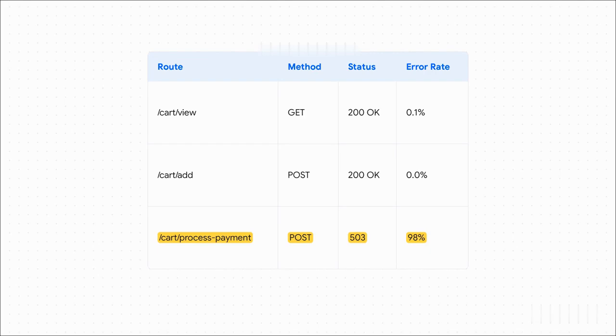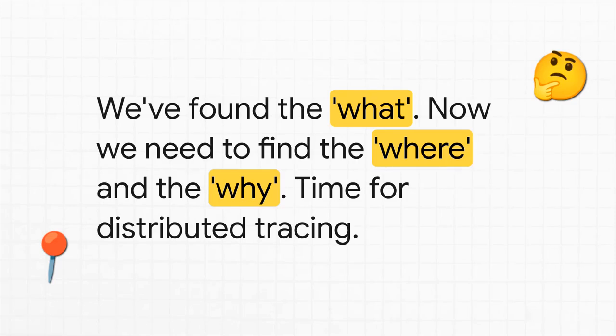Adding something to the cart, no problem. But trying to process a payment at cart/process payment, a whopping 98% error rate. We've just gone from a failing service to a single specific failing function call. That's progress. Okay, so we've definitely found the what. We know what's breaking, but that's not the root cause, is it? We still need to know the where and the why.